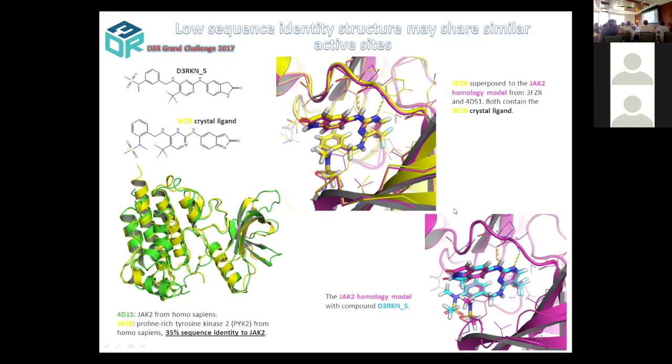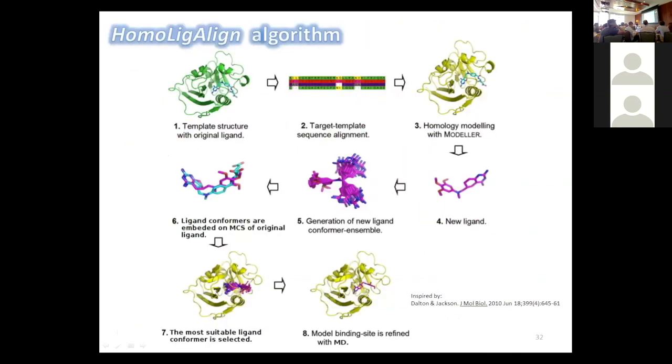And as you can see here, in the two complexes the ligands have exactly the same stabilizing interactions with the hinge region. So the algorithm which I named HomoligaLine was largely inspired by this publication. It searches automatically for similar ligands in the Protein Data Bank. It searches for templates with similar ligands. It does homology modeling, then generation of multiple conformers of the query ligand and embedding of each conformer on the maximum common substructure of the crystal ligand. And finally, it selects the best conformer based on some energy and distance criteria and forms the final complex, which is subjected to MD equilibration afterwards and is ready for rescoring.